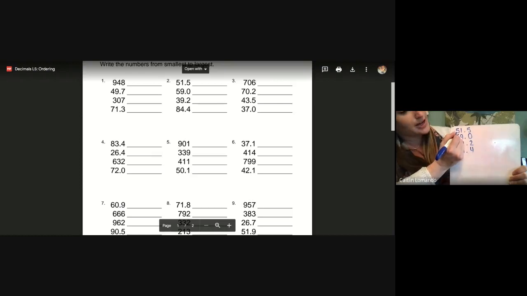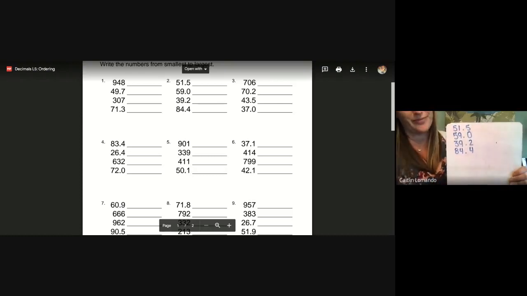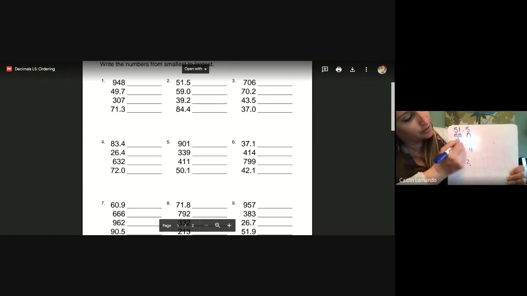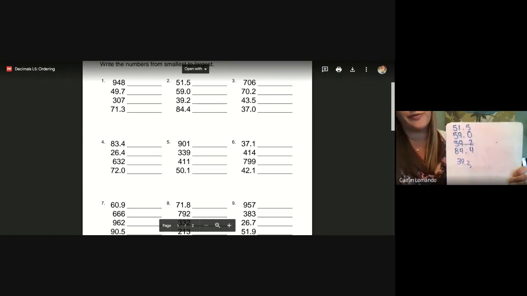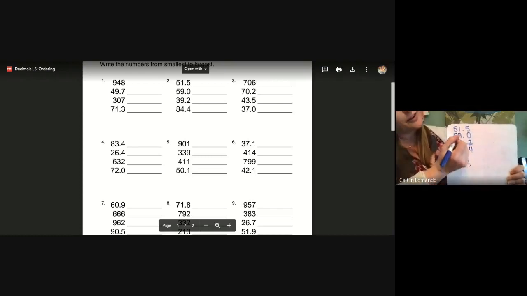Since we have to put them in order from smallest to biggest, let's start here. The numbers before the decimals. What's the smallest? 51, 59, 39, or 84? My smallest is definitely 39.2, so I can cross it off. What comes next? What's my next smallest? 51, 59, 84.